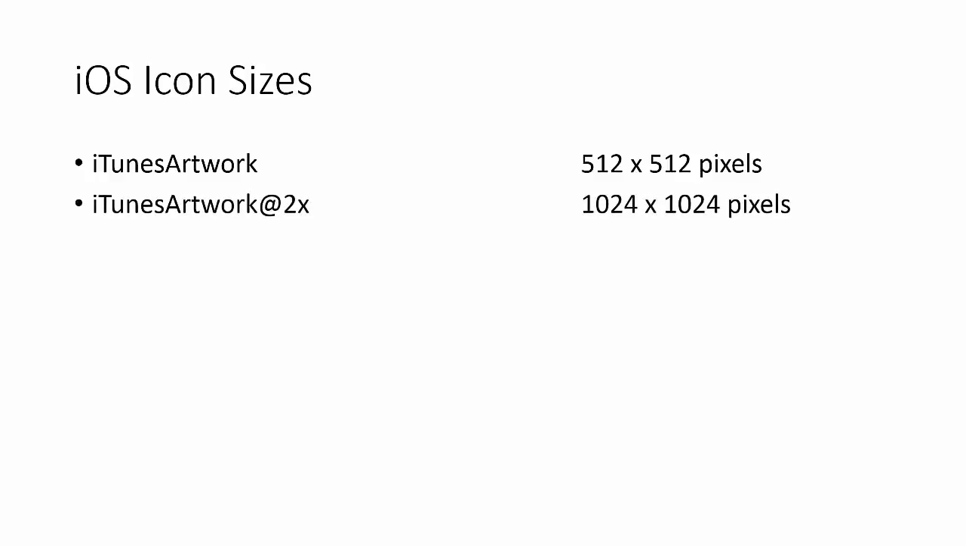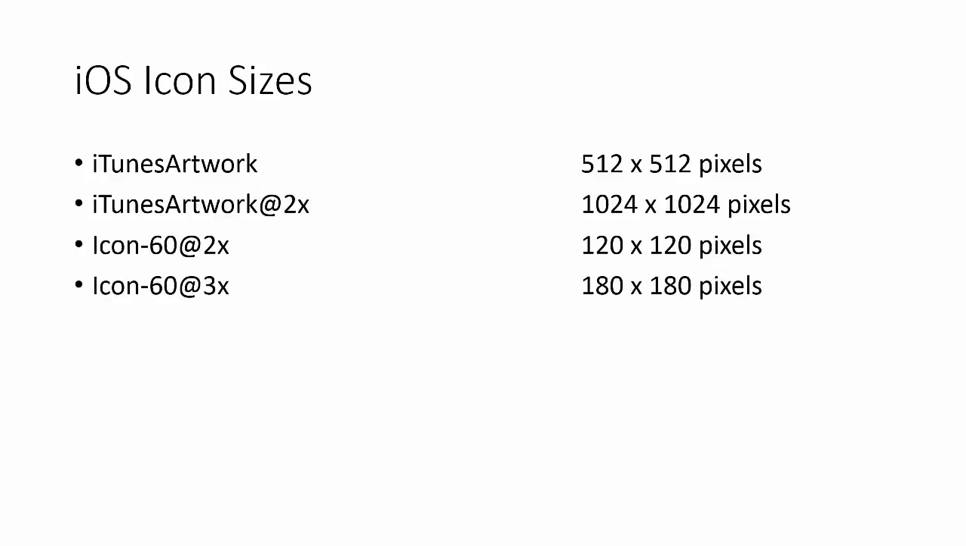We also have an iTunes artwork at 2 times. This needs to be 1024 by 1024 pixels. Also used for the app list in iTunes, but on devices that have Retina display. We have an icon 60 at 2 times, which needs to be 120 pixels. This is used on the home screen on iPhone and iPod Touch if it has a Retina display. We have an icon 60 at 3 times, which needs to be 180 by 180 pixels. This is used on the home screen on an iPhone 6 Plus.